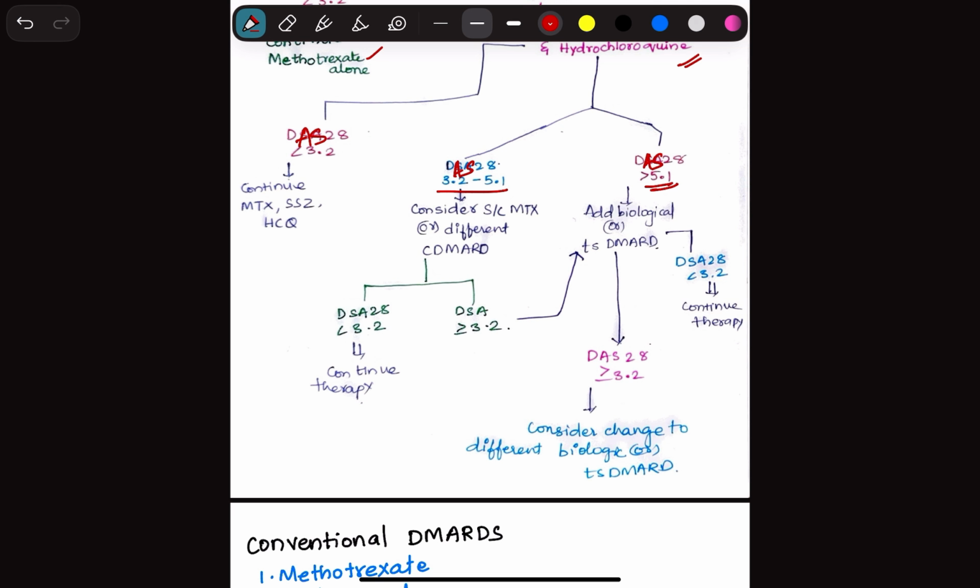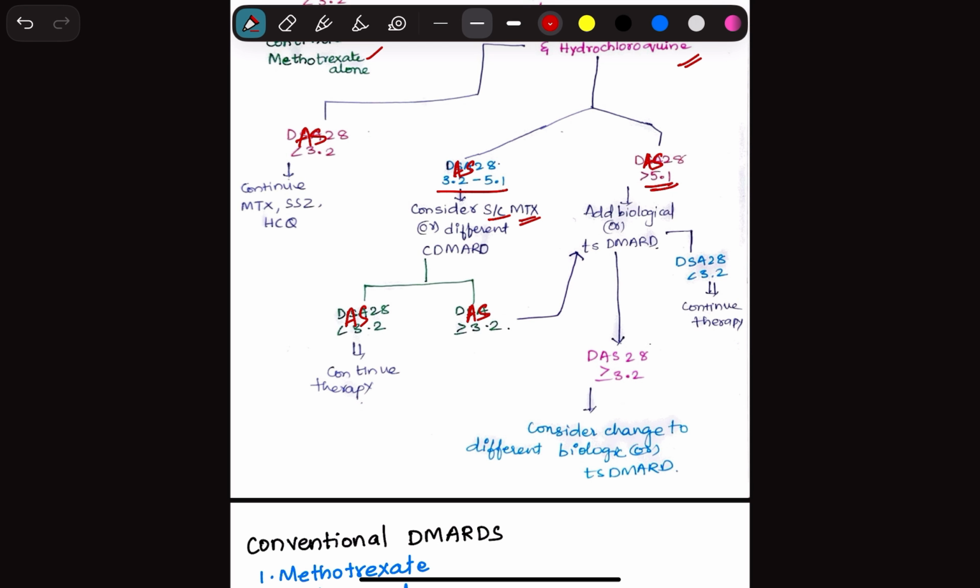When the patient falls under disease activity score 3.2 to 5.1, we should consider giving methotrexate subcutaneously, or we could go for another conventional DMARD. After the treatment for some duration, we'll again check the disease activity score. If it is less than 3.2, it means our therapy is working. We could continue the same therapy of subcutaneous methotrexate or a different DMARD.